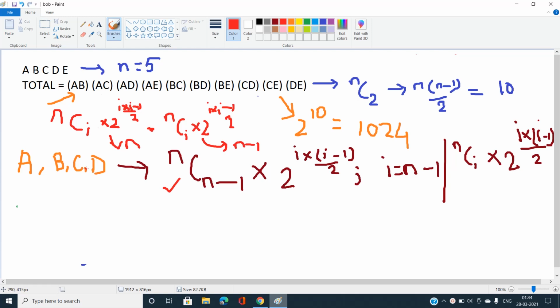Now I selected these 4 quantities, that is, any 4 we can select, like ABCD, or BCDE, or ACDE. We can select any 4. If I select any 4, these are the total number of combinations that we need to subtract. And what about when we select any 3?